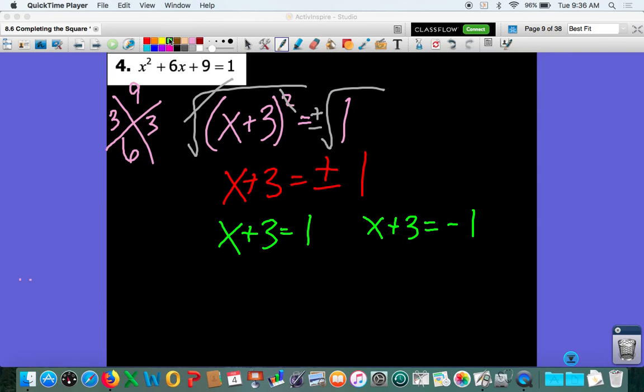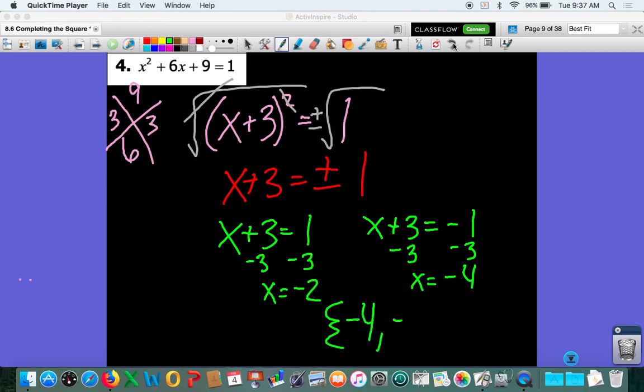So I will have minus 3, so x equals 1 minus 3 is negative 2. Subtract 3. So minus 3, so I get x equals negative 4. So my roots, my zeros, my solutions, my x-intercepts for this one, negative 4, negative 2. Okay?